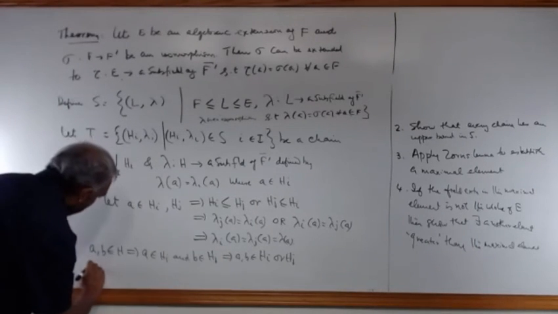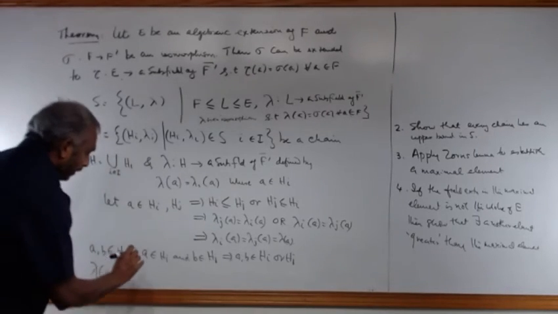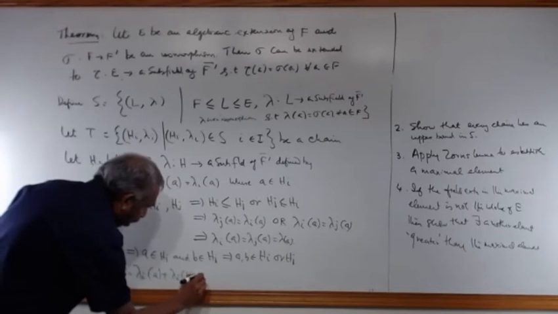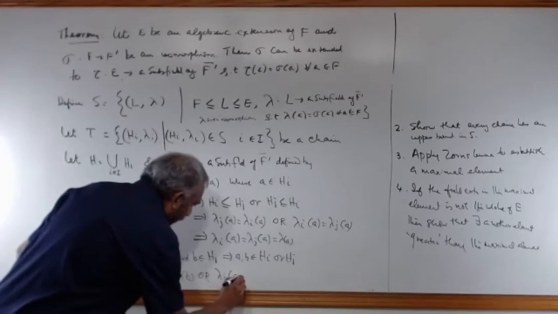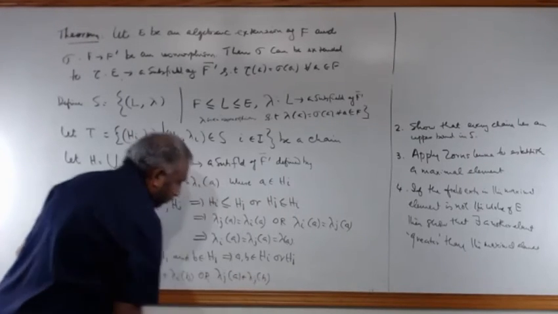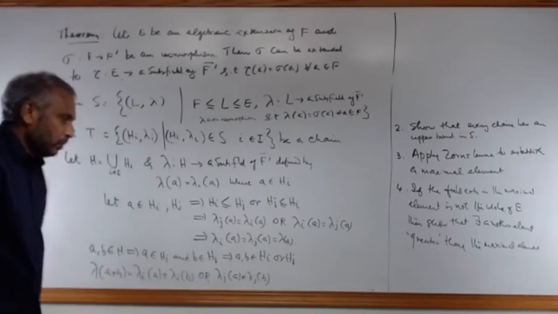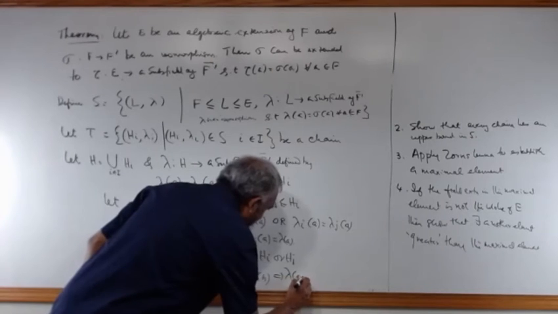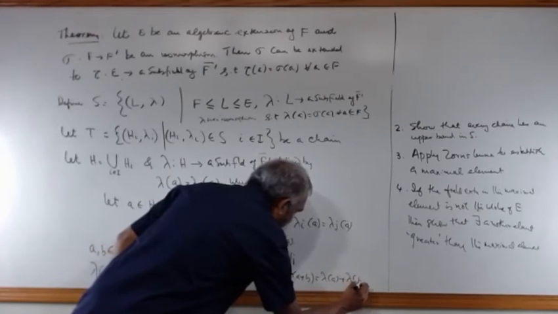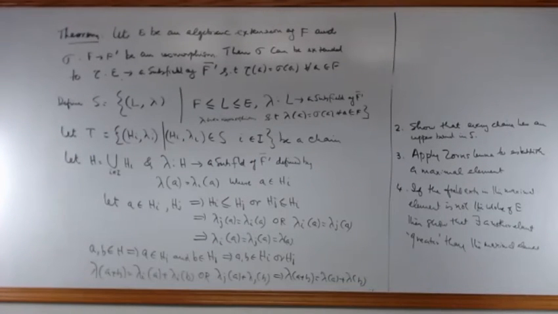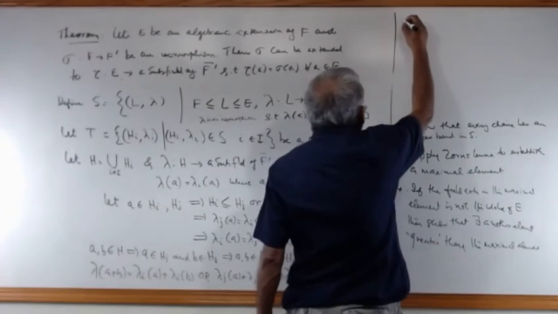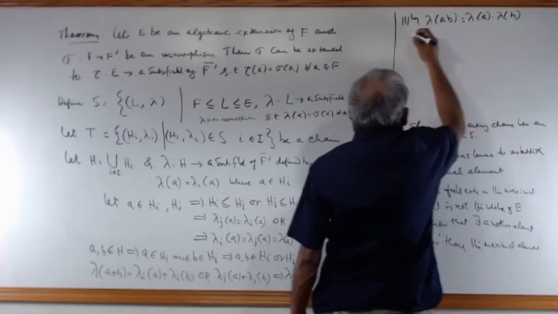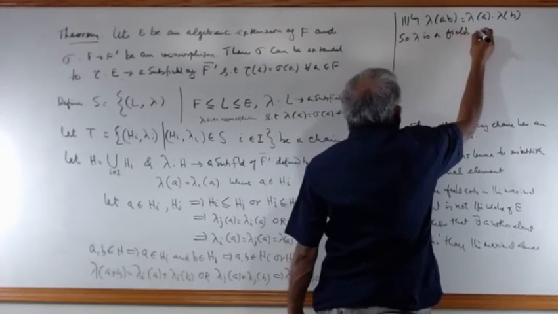So that means lambda of A plus B is equal to lambda i of A plus lambda i of B, or lambda j of A plus lambda j of B, because lambda i's and lambda j's are isomorphisms. And that implies lambda of A plus B is equal to lambda of A plus lambda of B. Similarly, lambda of AB is equal to lambda of A times lambda of B. So lambda is a field homomorphism.